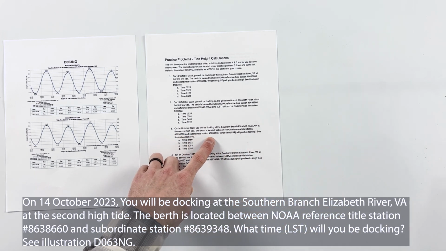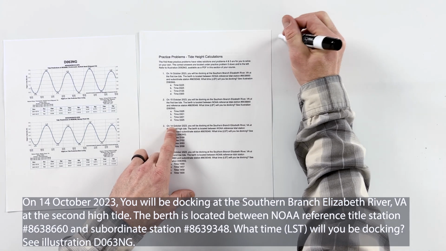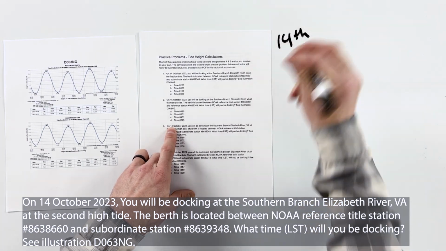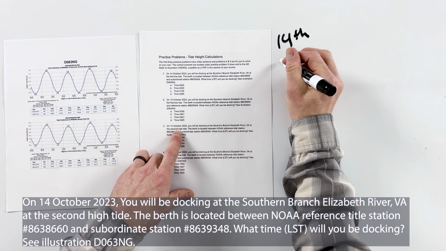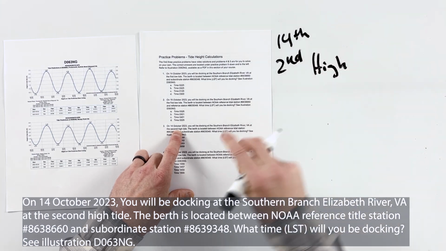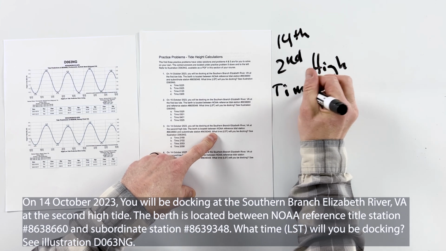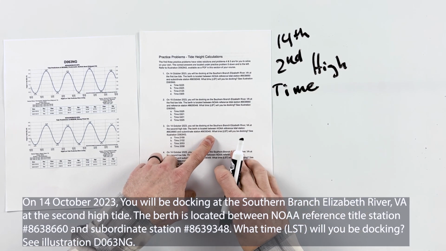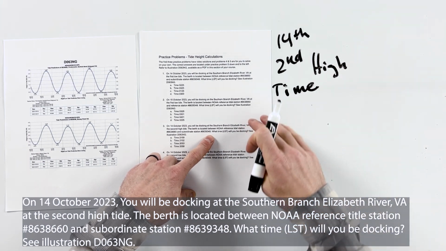Okay, cool. So we're going to set it up the same way. We need the day. That's important. It's the 14th. And then conveniently right under it, second high tide on the 14th. So we're looking at second high. And they want to know what time will you be docking between these. So really, that's another way of saying, what time is the second high tide between these two stations?